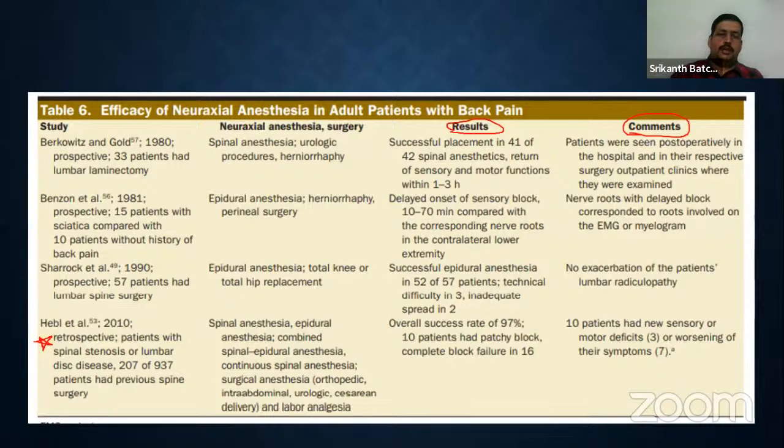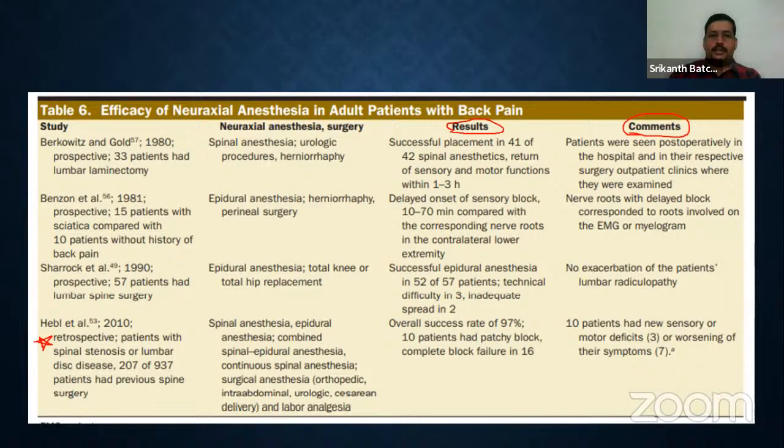So we will talk about the exception we were discussing a couple of slides back. The exception in a low back pain patient, which we need to take seriously when we are giving neuraxial anesthesia, is spinal canal stenosis. Look at that star mark and that study, which was published in 2010. It was done in 937 patients, in patients with spinal stenosis or lumbar disc disease. So they have some serious spine pathology, and in those patients this study was carried out.